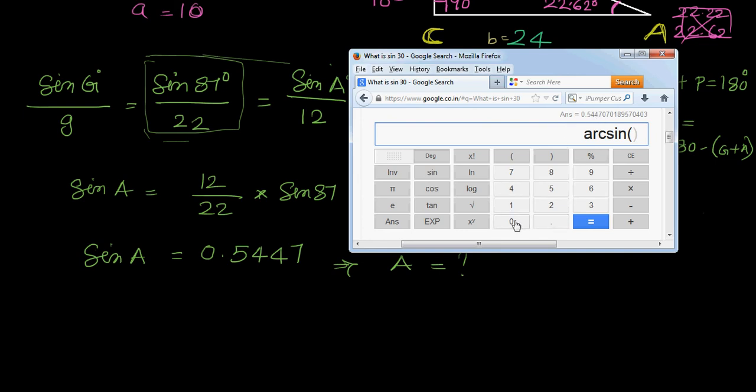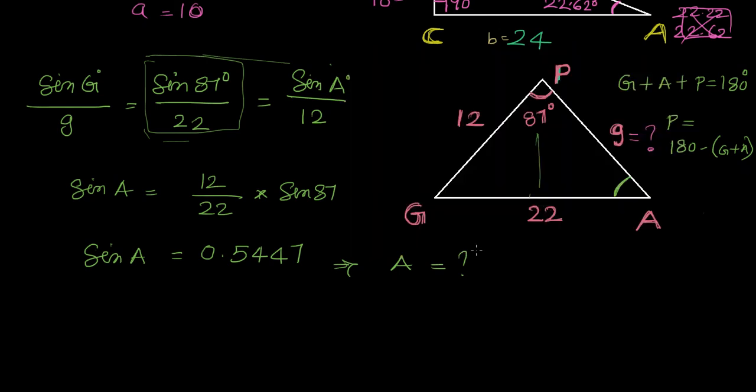So I can say 0.544707. Can you see that? That's equal to 33 degrees. Okay. So I know this is equal to 33 degrees. This is 87, this is 33, this should be equal to 60 because the sum of the angles is 180 degrees. Very simple. So 180 minus these two together, which is 120, that's nothing but equal to 60 degrees.